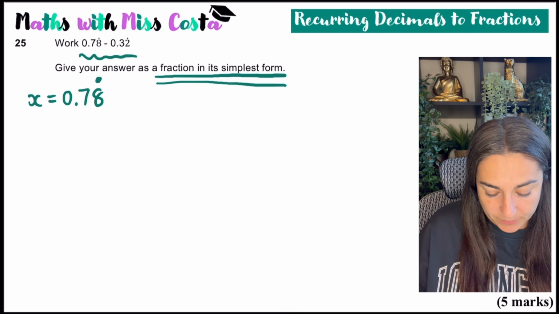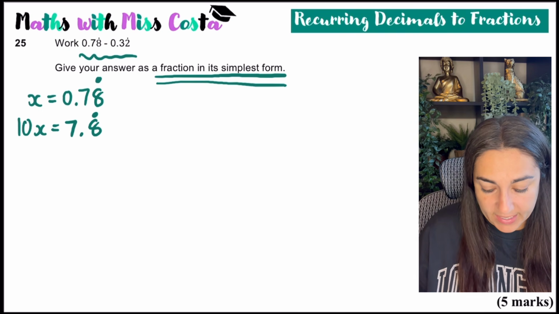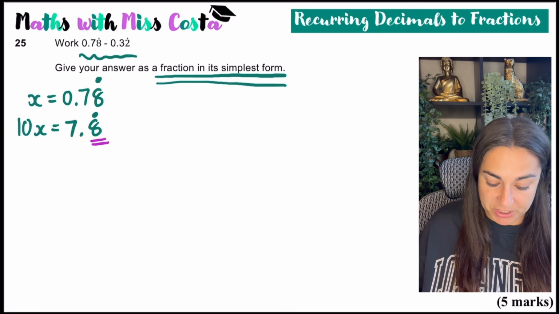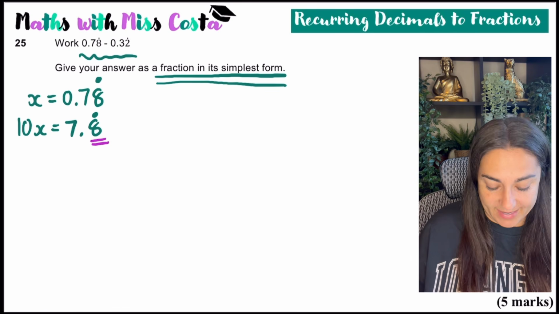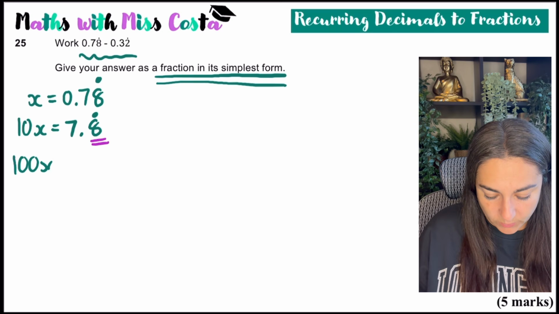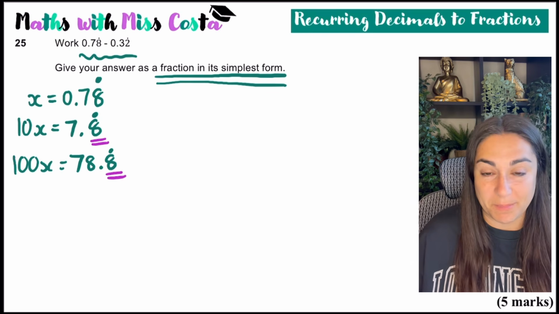So if I multiply it by 10, it would become 7.8 recurring. And what I'm aiming for is to get the recurring bit by itself after the decimal point. So that has been achieved. Now I need to do that again. And this is a nice and easy one. So if I multiply by 10 again, I'm left with 100x equals 78.8 recurring. Now, once again, hopefully you can see that the recurring bit matches.